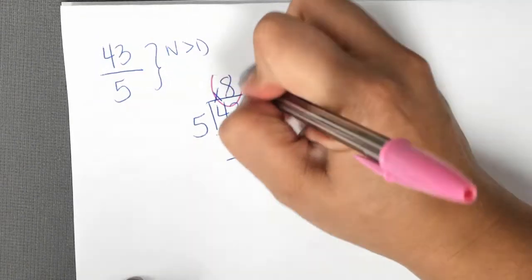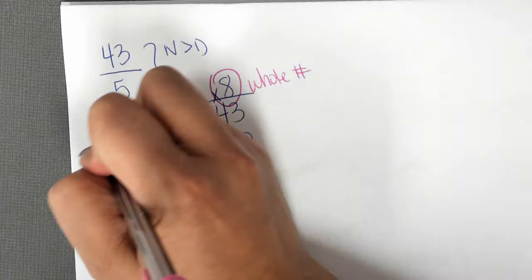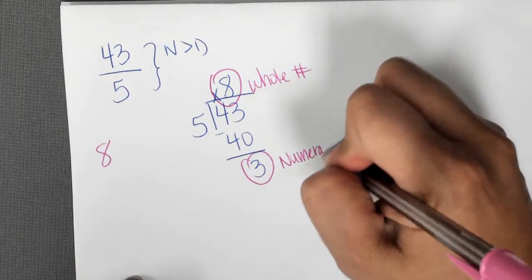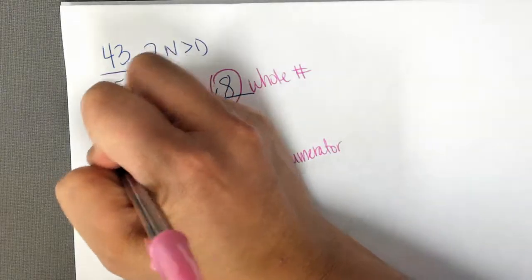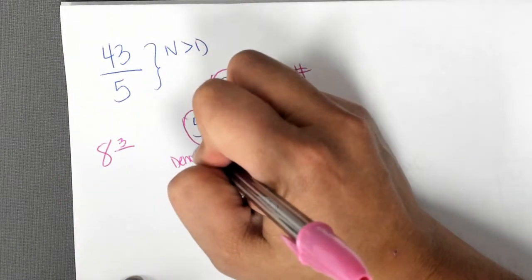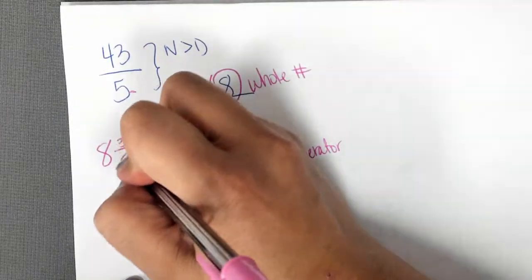So the 8 is my whole number. The 3 is my numerator. And my denominator stays the same. So it's still the 5 here.